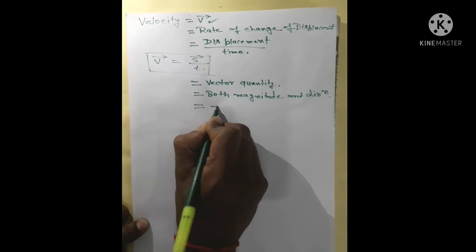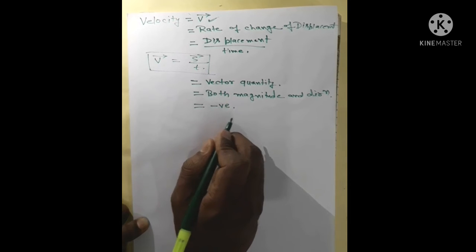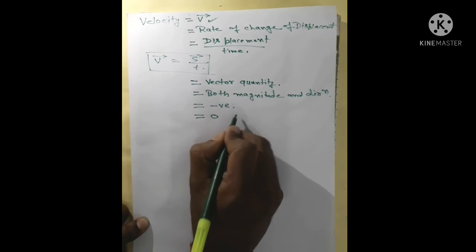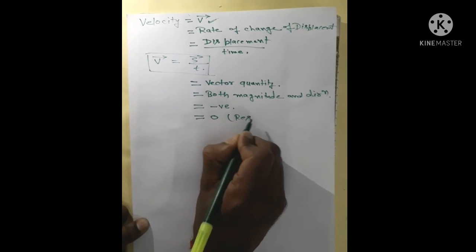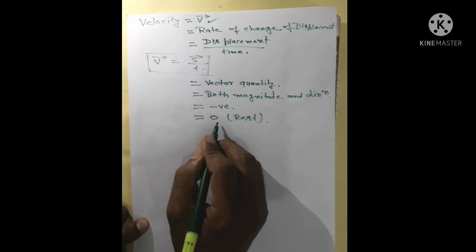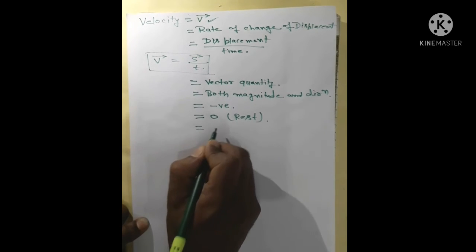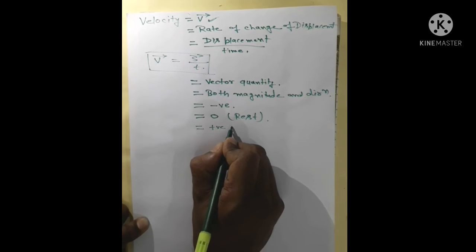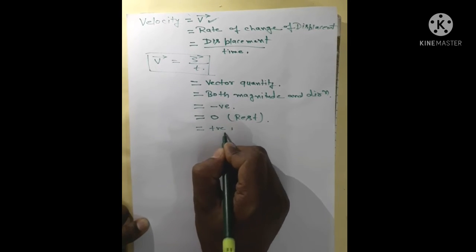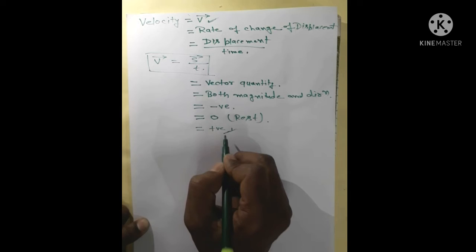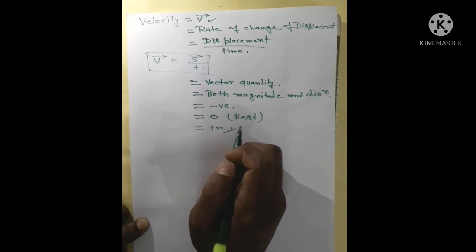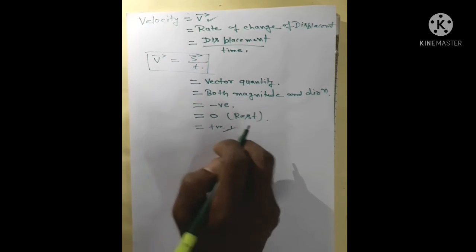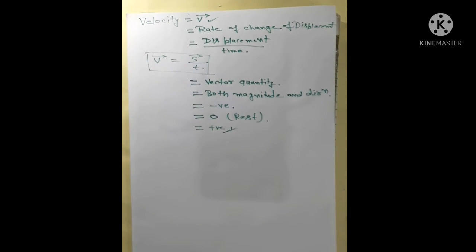Velocity may be negative. Velocity equal to 0 means rest. When an object is at rest, then velocity is 0. Velocity is positive, 0 or negative in nature. Velocity is a vector quantity. Rate of change of displacement is known as velocity.